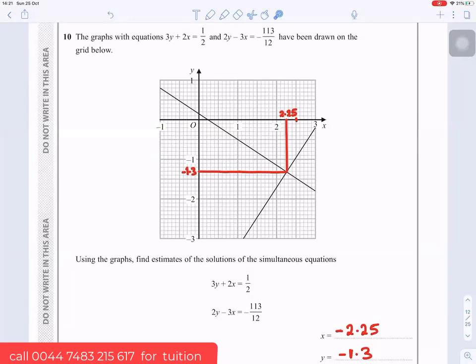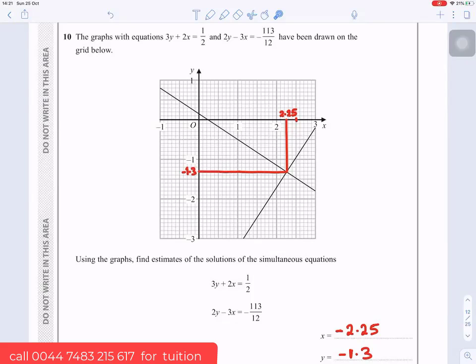Question number 10. The graphs with equations 3y plus 2x equals a half, and 2y minus 3x equals minus 113 divided by 12 have been drawn on the grid below. Use the graphs to find estimates of the solutions of the simultaneous equations. So to find an estimate, you look for where the graphs meet. They meet at that point in the middle there. And if you go up, it would be 2.25 for x. And if you go to the left, minus 1.3.